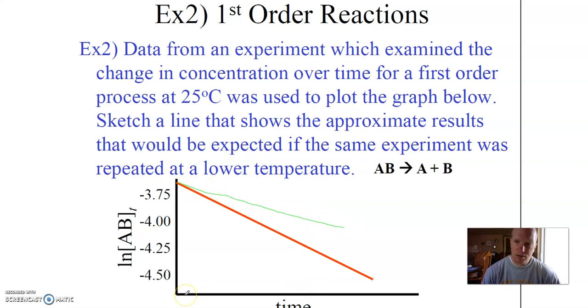All right, you guys, so that's all I got on first order reactions. We're going to come back here with a second video and look at second order reactions.